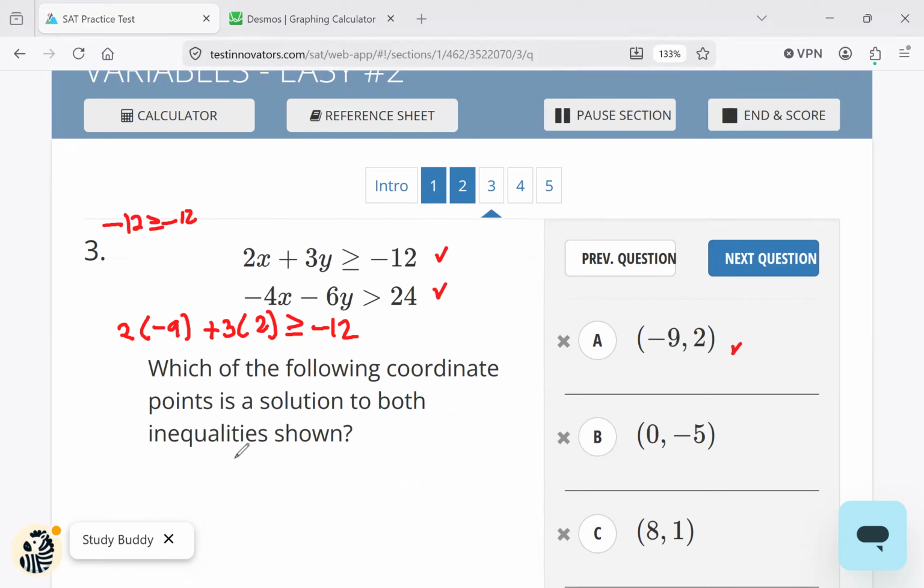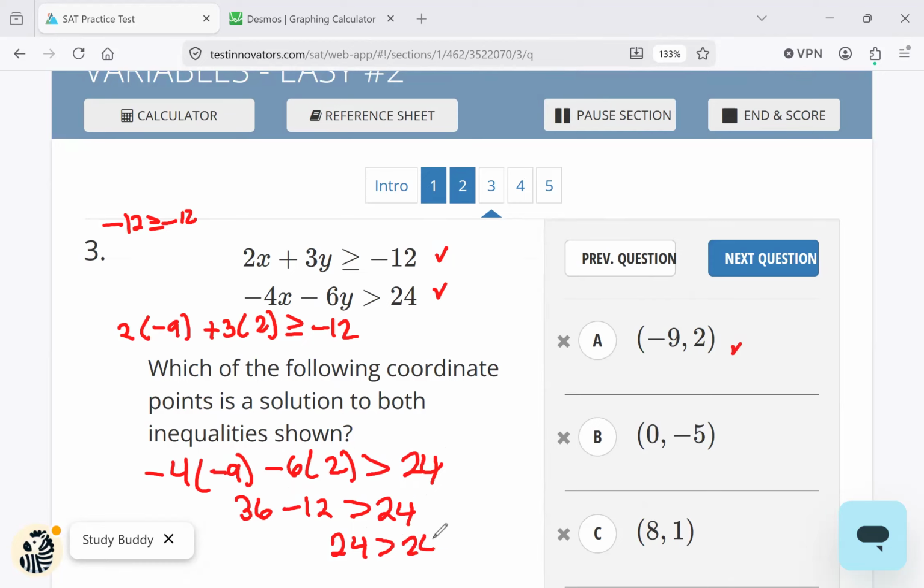But if you put it in the second one, this is where it's all off. -6 times 2 is -12. Is 24 greater than 24? No, it's false. If it had an equal sign, then yes, maybe. So I know this isn't going to work out. I know A won't work out.